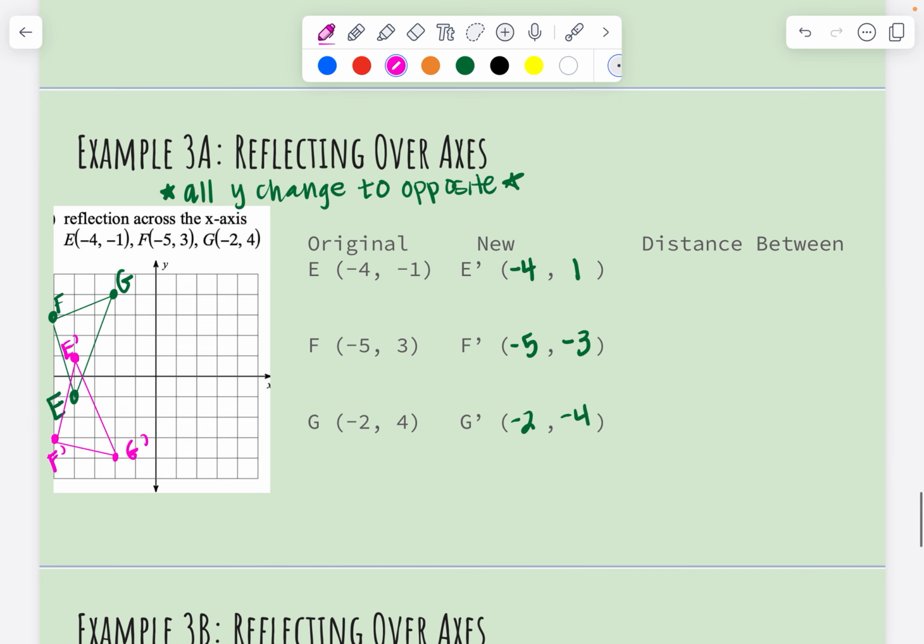And then for the distance between, since we only changed the y values here, we want to look at the distance between the y values, because the x values didn't change. So from negative 1 to 1 is a distance of 2. From 3 to negative 3 is a distance of 6. And from 4 to negative 4 is a distance of 8.